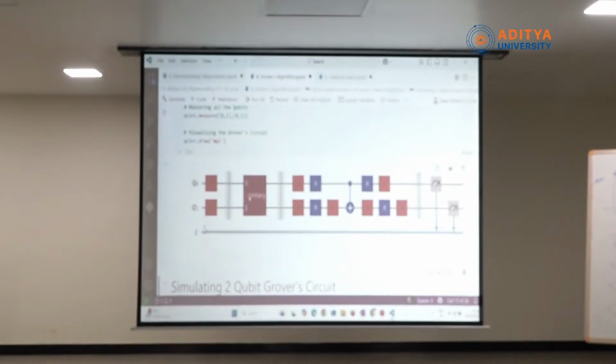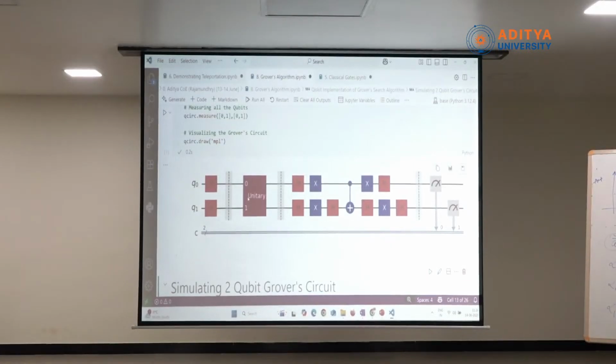This is your entire circuit now. Can you see it? This is my first step. This is the unitary oracle, but the oracle looks like nothing, because we have not marked anything. But this is the diffusion operation followed by measurement. Okay, so this is happening.